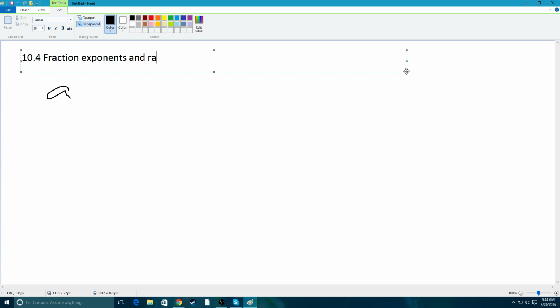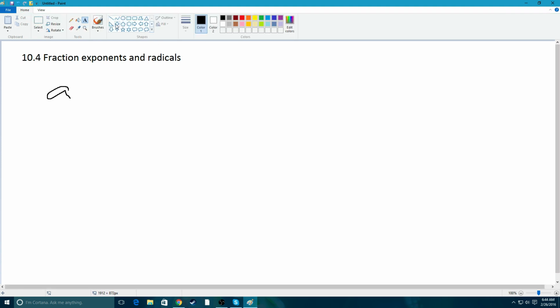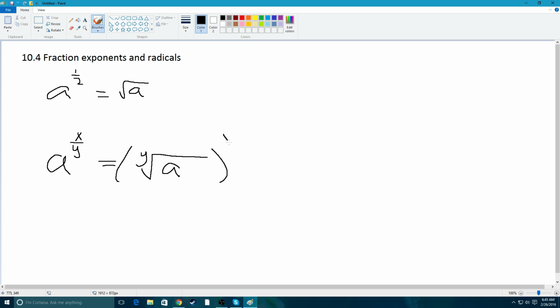fractional exponents and radicals. Okay, so if you have some number a to the 1/2 power, that's equal to the square root of a. We kind of talked about that in class. But furthermore, we can go a little bit deeper than this. Let's say we have a to the x over y power. What that means is this is the y root of a to the x power.